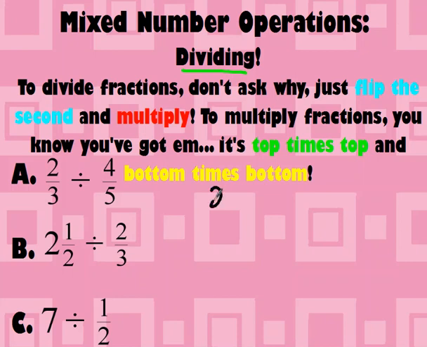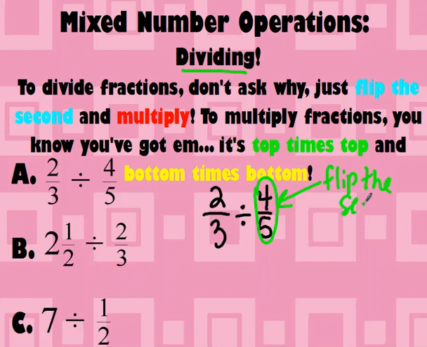So if we do an example, I think that's going to be really helpful. So 2/3 divided by 4/5, and then let's say our rhyme together. To divide fractions, don't ask why, just flip the second. Basically that means flip the second fraction. Mathematically, it's going to be the reciprocal, so we're going to take this fraction, and instead of being 4/5, we're going to flip it, and it's going to be 5/4. So flip the second and multiply.